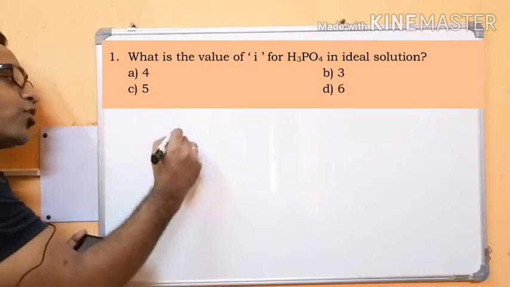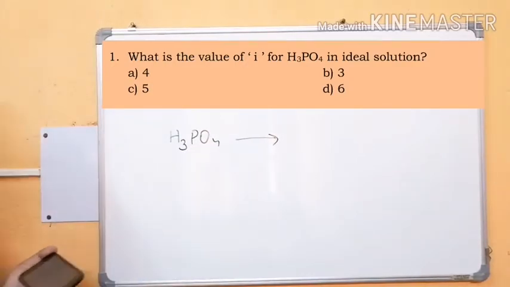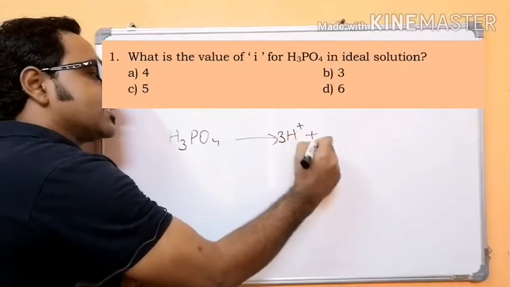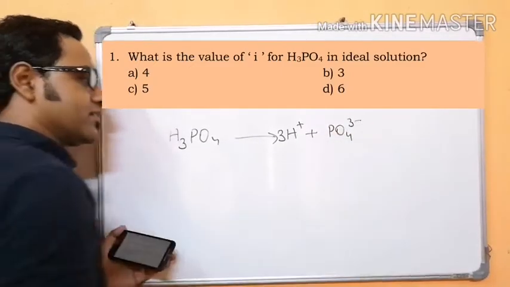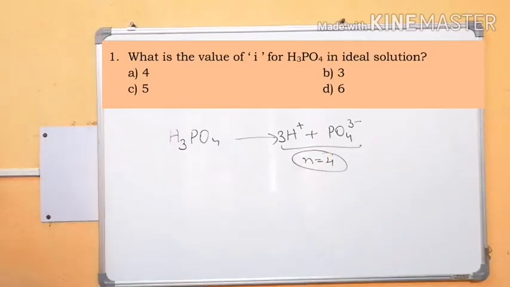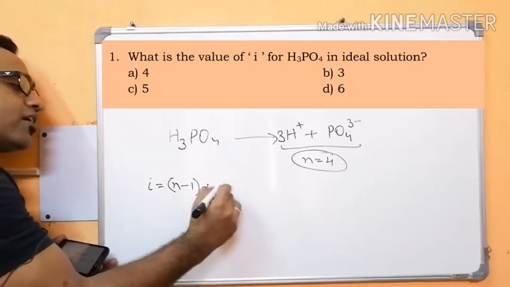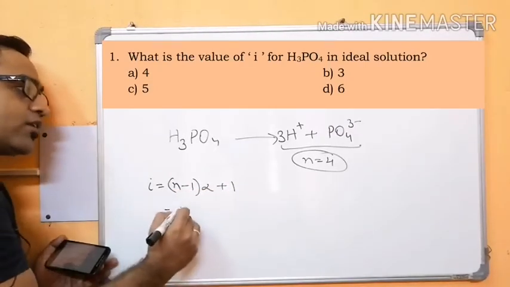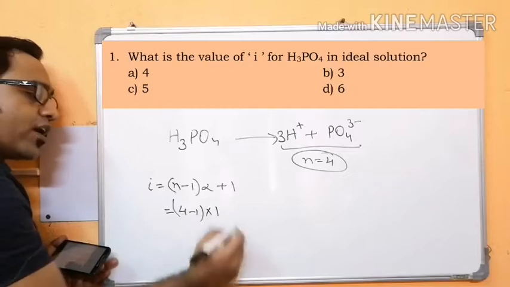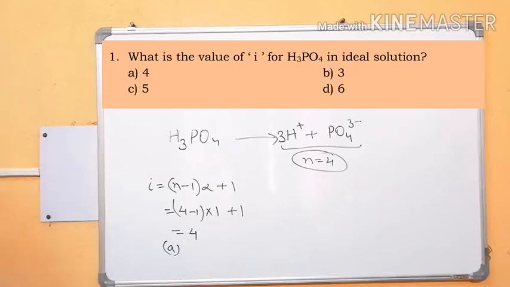So phosphoric acid, the formula is H3PO4. In case of ideal solution, that means the solution is dilute, so it will dissociate completely: 3H+ and PO4^3-. So a total of n equal to 4 ions are formed. So we can calculate the i value. i is equal to (n minus 1) into alpha plus 1. So n equal to 4, minus 1, into alpha, 100% dissociation, so it will be 3 plus 1. So finally it is 4. So the correct option is option A, that is 4.